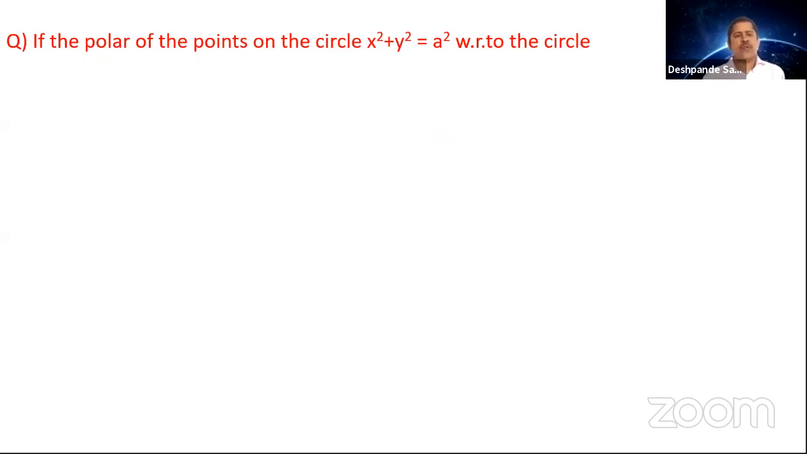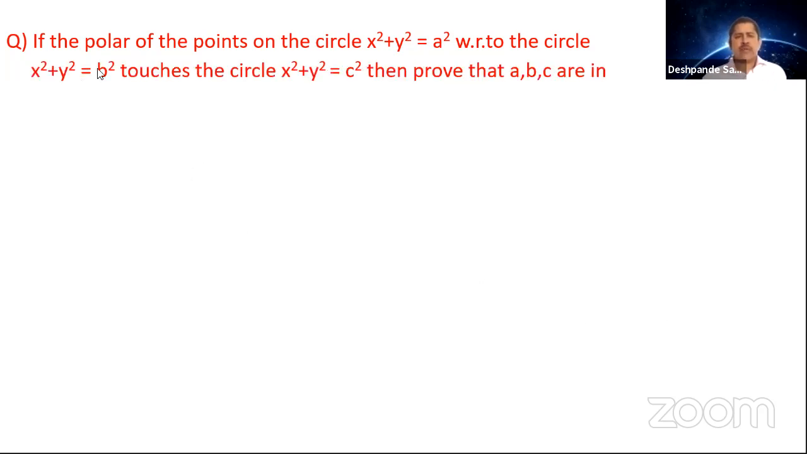If the polar of the points on the circle x square plus y square is equal to a square, with respect to the circle x square plus y square is equal to b square, touches the circle x square plus y square is equal to c square, then prove that a, b, c are in geometric progression. This is a usually asked general question for 4 marks. Sometimes they give it for 7 marks, but usually it is asked for 4 marks in the IP examination.